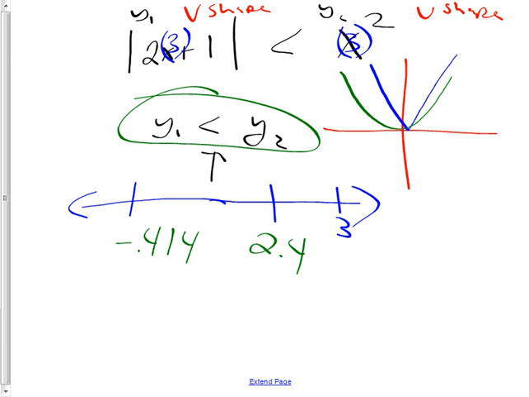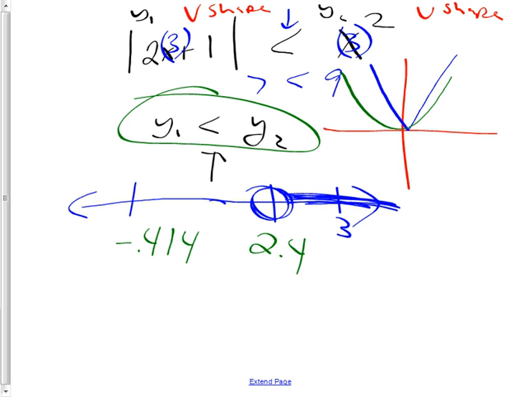2 times 3 is 6, 6 plus 1 is 7, absolute value of 7 is 7. Is 7 less than 3 squared, which is 9? Is 7 really less than 9? Yeah, so it works there. So if you don't know how to get the calculator to tell you, just do this kind of a deal. How about the point 2.4 itself? Does that work? No, so you have an empty spot. Why do I know that? Because this is a less than sign, it does not have an or equals on it.